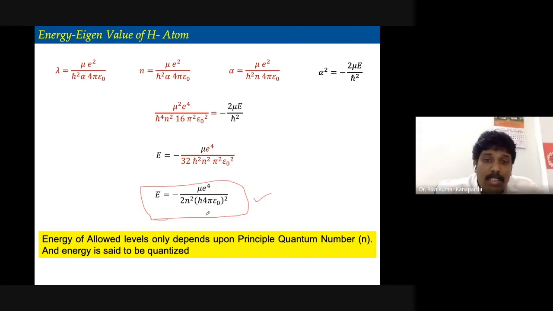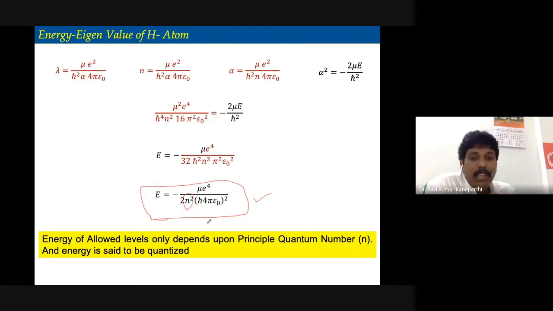the total energy of the hydrogen atom, and you realize that it only depends upon the principal quantum number n. It doesn't depend upon any other quantum numbers. Why it doesn't depend upon other quantum numbers, we will discuss as a part of angular momentum, but not now. For the time being, you accept it. This is the total energy of the hydrogen atom. So you remember this, and it will be useful for calculating the total energy of the hydrogen atom.